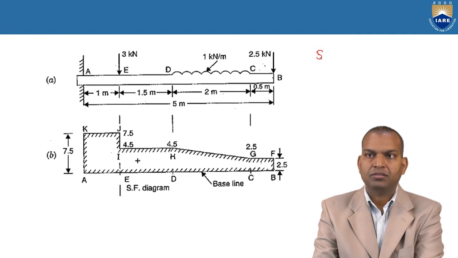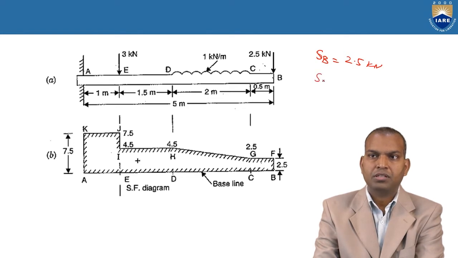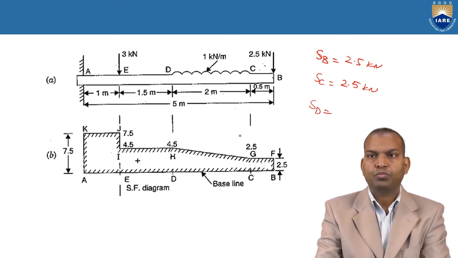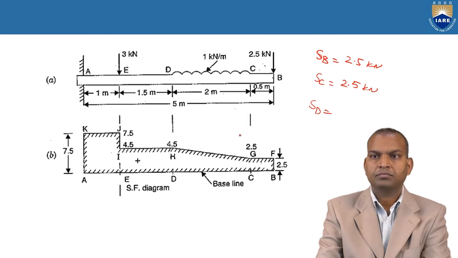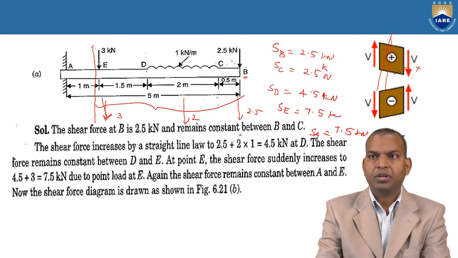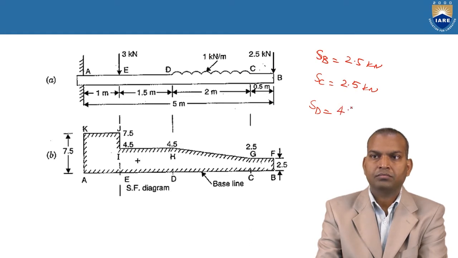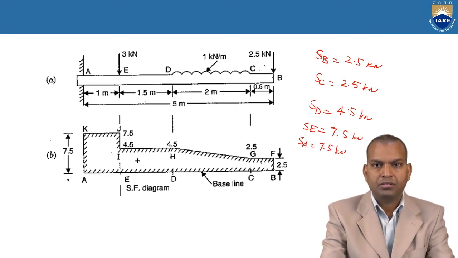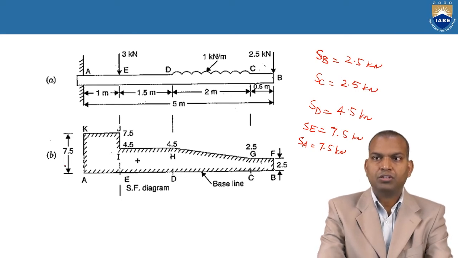Again, we have to write here so that you understand better. 2.5 at point C. Point C, 2.5 kilonewtons. At point D, 4.5 kilonewtons. Point E, 4.5 plus 3, 7.5. At point A, 7.5 kilonewtons. Okay.